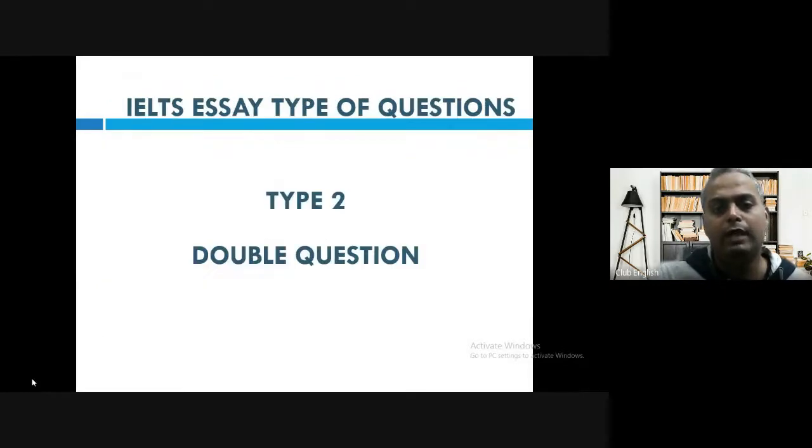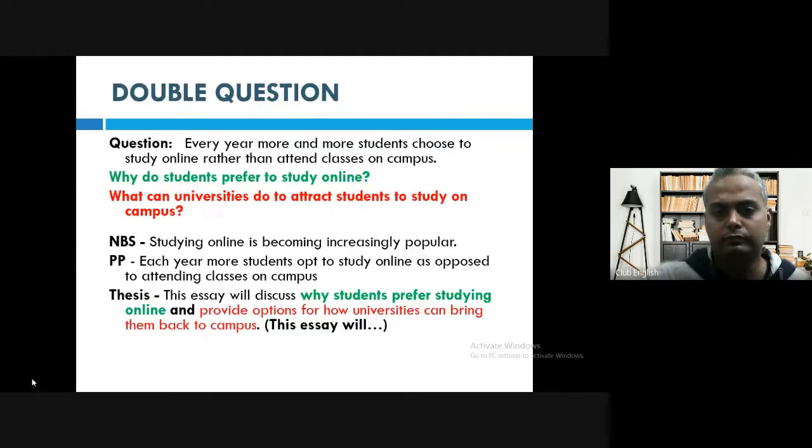Now, type 2, double question. Every year more and more students choose to study online rather than attend classes on campus. Question number one, why do students prefer to study online? Question two, what can universities do to attract students to study on campus? As you can see, there are two questions in it. That's why we call it a double question. In problem solution also there are two questions, but they are generally asking for problem and solution. Here they are not asking for problem and solution, so it is a double question, not a problem solution question.